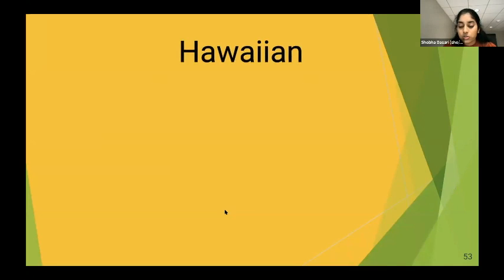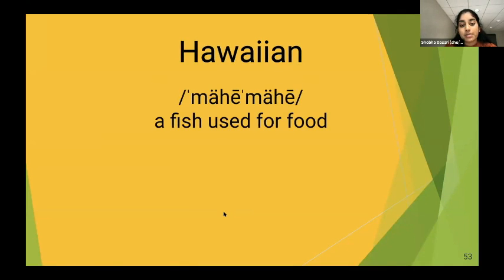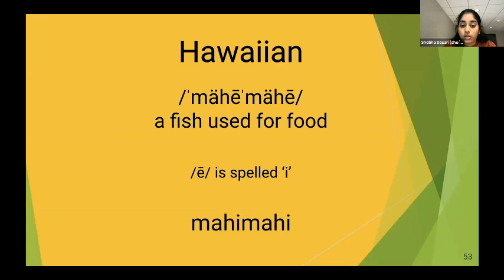Okay, so let's try one Hawaiian word. This word is mahi mahi, and it's a fish that's used for food. Okay, most people have gotten it. The language pattern here is that the E sound is spelled as an I in Hawaiian. So the correct spelling for this word would be mahi mahi, M-A-H-I, M-A-H-I.